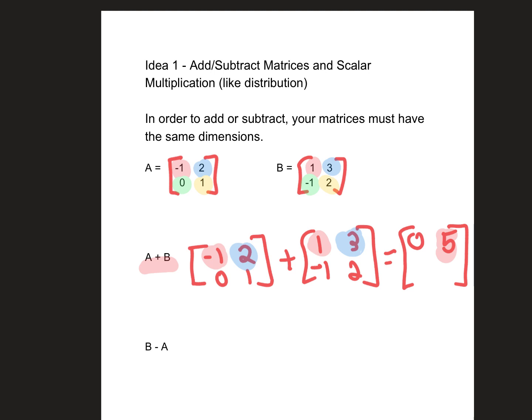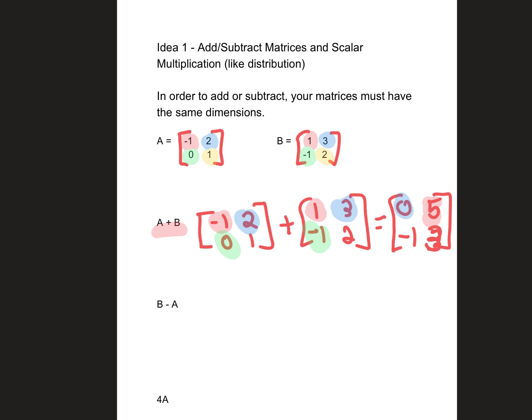And then moving on, oops, I did the wrong color there. Let's fix that really quick. So anyway, I have those two colors switched, but we should have in green this guy and this guy. 0 plus -1 is going to be -1. And then the last one, 2 plus 1 is 3. So when we add those two matrices together, we get 0, 5, -1, 3.